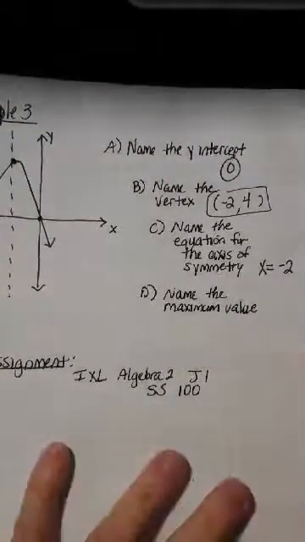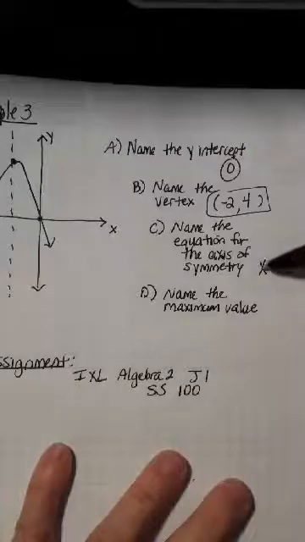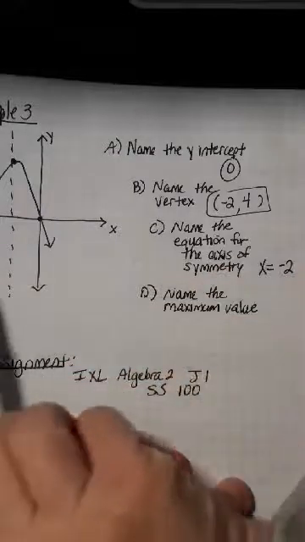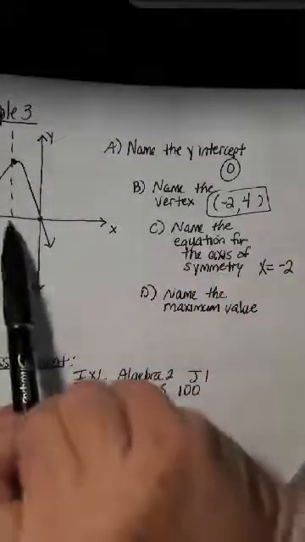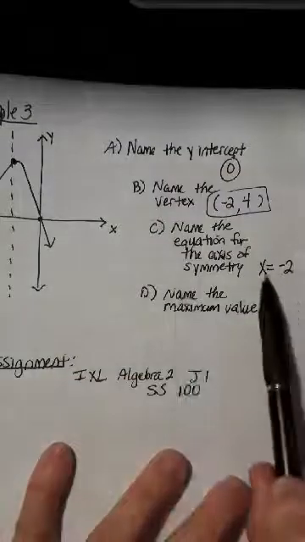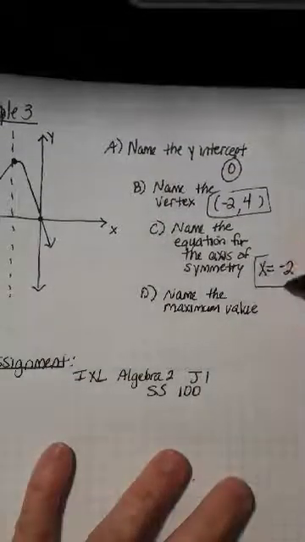So once again, when you name the axis of symmetry, it's x equals, you look over here to see where that vertical line is on the x-axis, and it's -2. So x equals -2 is your answer.